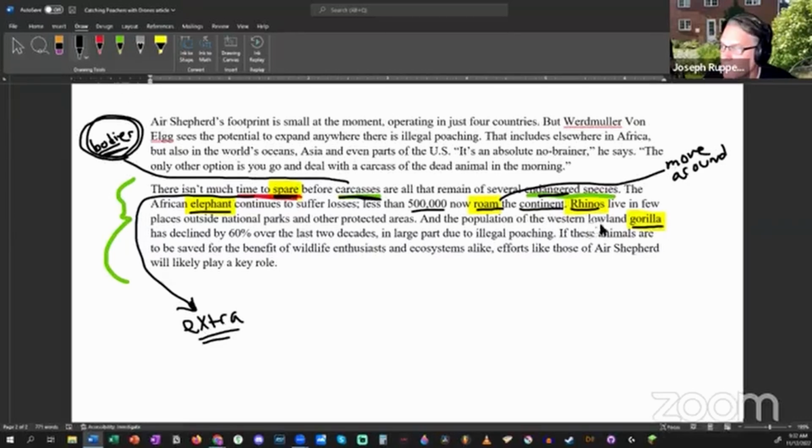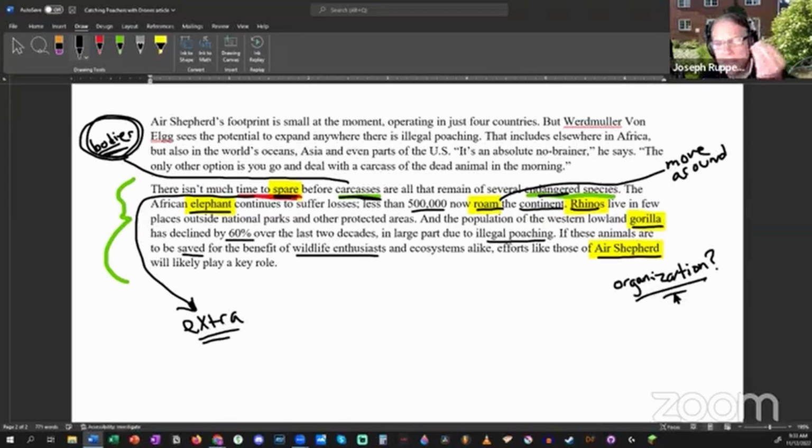And the population of the western lowland gorilla has declined by 60% over the last 2 decades, in large part due to illegal poaching. If these animals are to be saved for the benefit of wildlife enthusiasts and ecosystems alike, efforts like those of Air Shepherd will likely play a key role. So this Air Shepherd looks like maybe a company or organization of some kind, because it's capitalized. I don't know what that is.